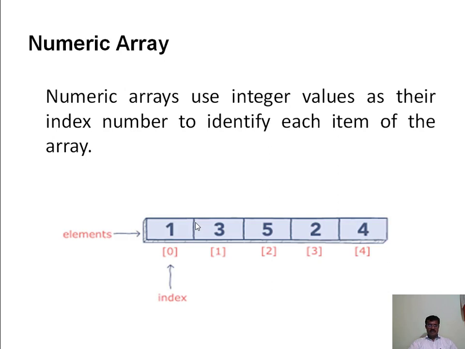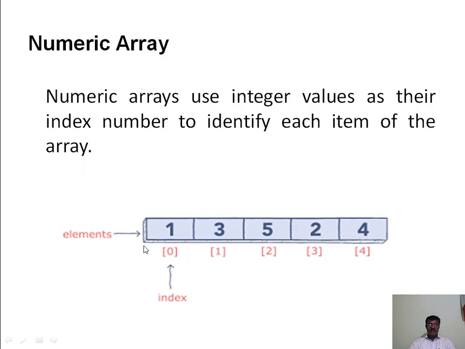Numerical arrays or indexed arrays. Numerical arrays use integer values as their index number to identify each item of the array. The keys of an indexed array are integers, so it begins from 0. Here the index of an array always begins from 0. Indexed arrays are used when you identify things by their position. So in those situations we can use these kinds of indexed or numerical arrays.